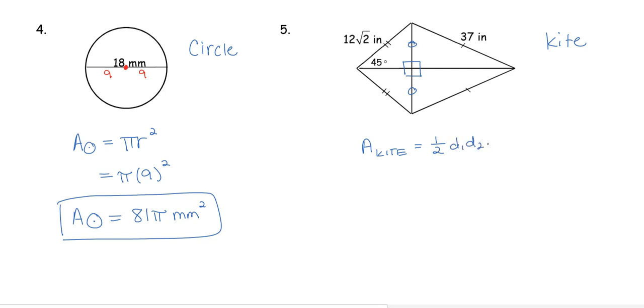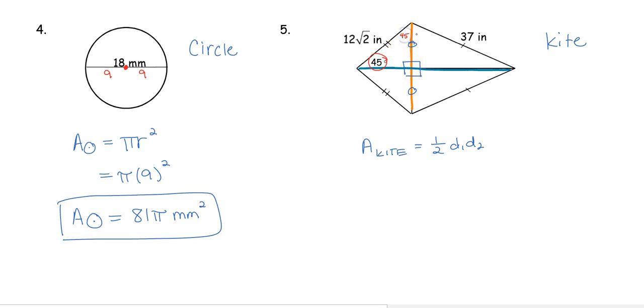So there's two things I need to find here. I need to find the length of this diagonal, which I don't currently know, and we need to find the length of this diagonal, which I also don't know. So we've got a lot of work that we've got to do here. First thing that I notice is this 45-degree angle, and this is a right angle.